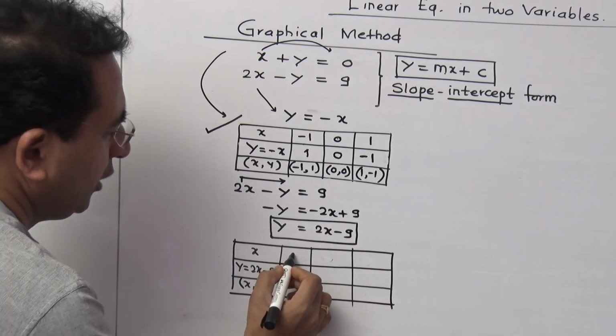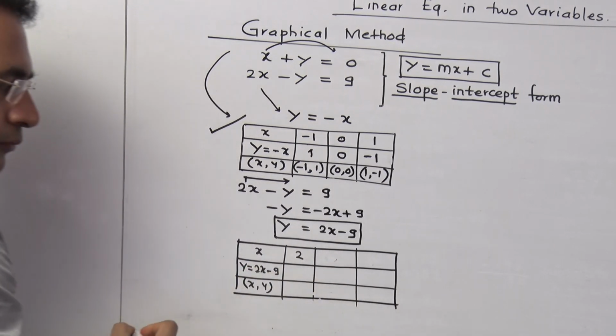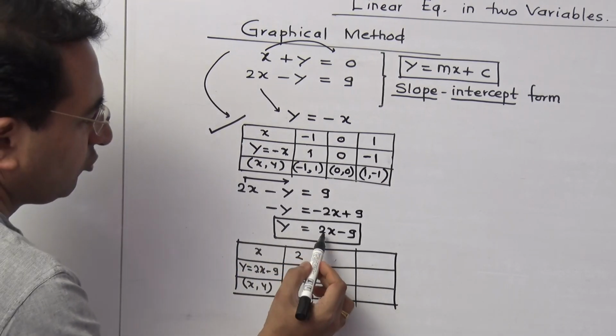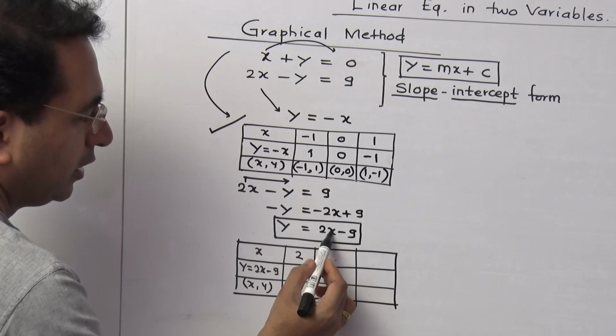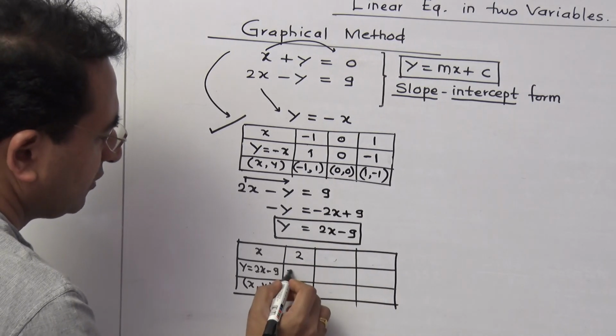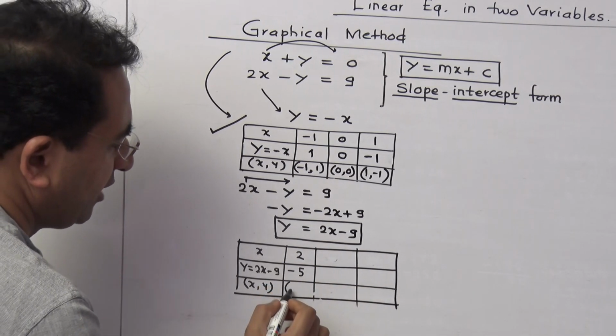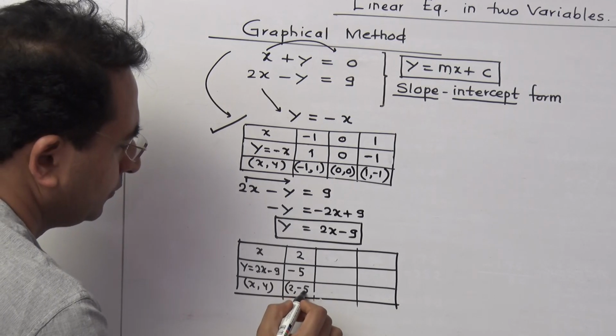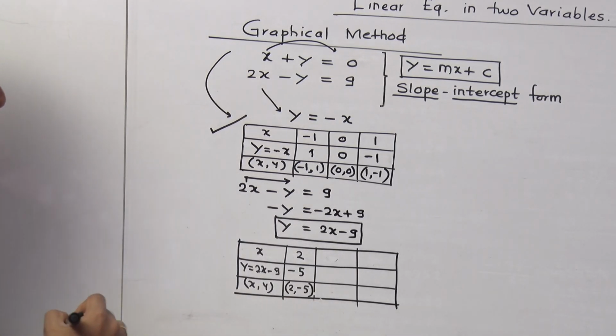Now if I take the value of x as 2, then check that. It is 2 2s are 4. 4 minus 9 is minus 5. This can be easily manageable on the graph. It is 2 comma minus 5.